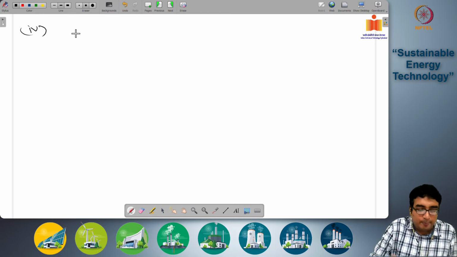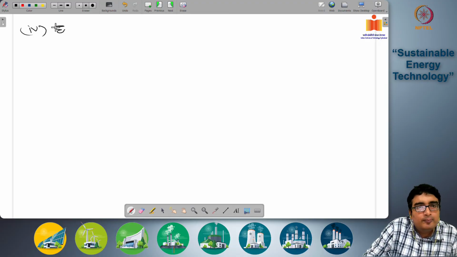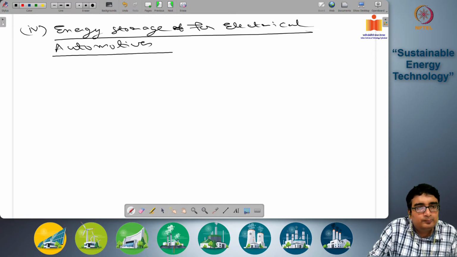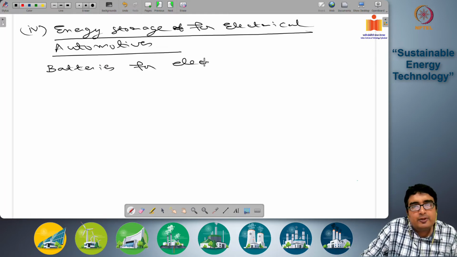Another place where energy storage is becoming more and more important is energy storage for electrical automotives. So these are basically batteries for electric and hybrid vehicles.